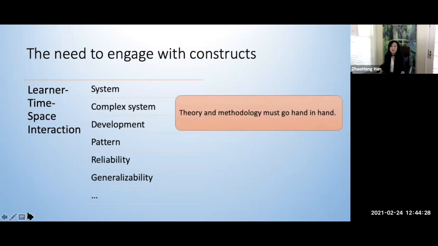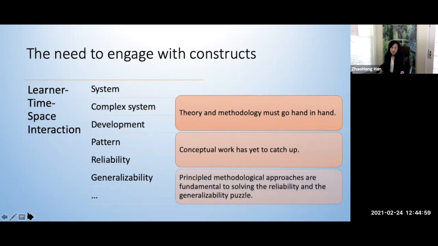In a nutshell, within the context of learner time space interaction, we would like to see theory and methodology going hand in hand. And it appears from the literature that has been made available to the public, there are more and more empirical studies, and we're not seeing that much conceptual work coming out. So conceptual work has yet to catch up. Because at the end of the day, I think it is through the use of principled methodological approaches that we're able to come closer to solving the reliability and the generalizability puzzle.